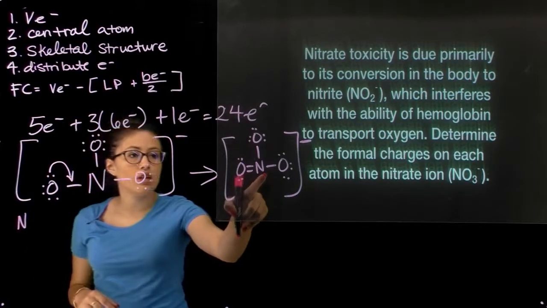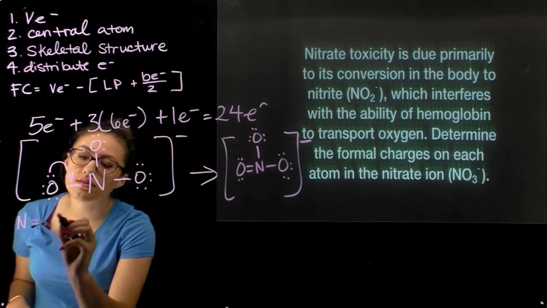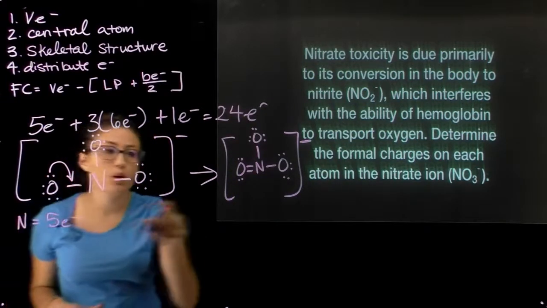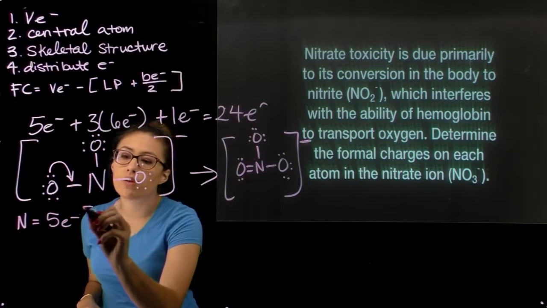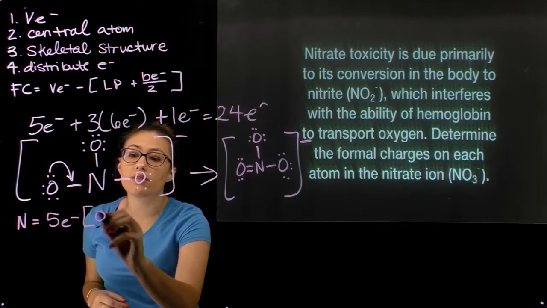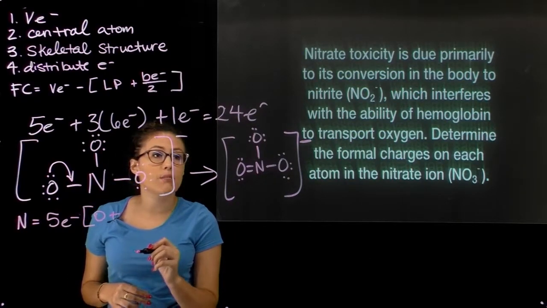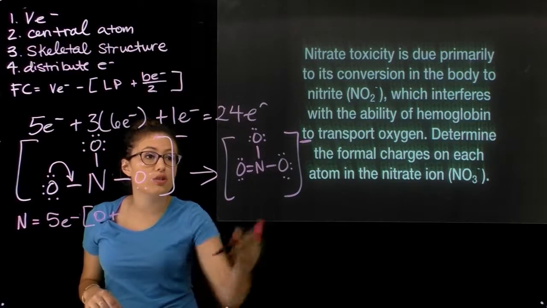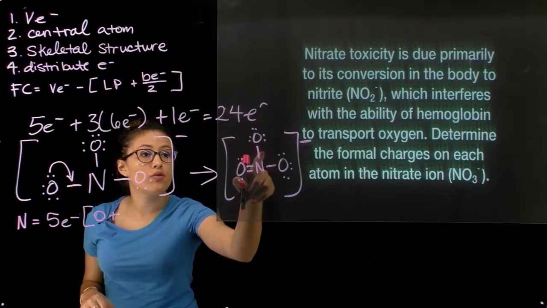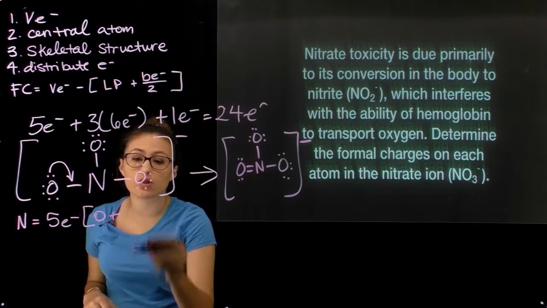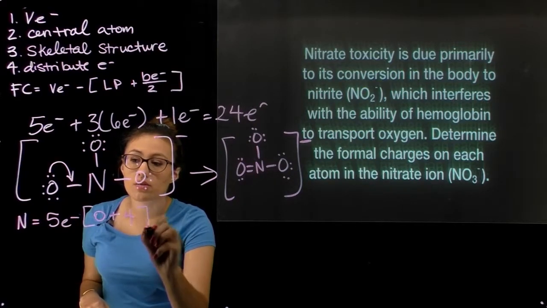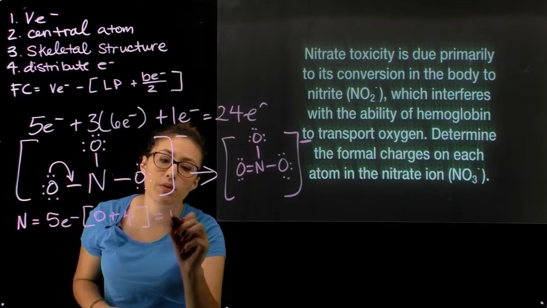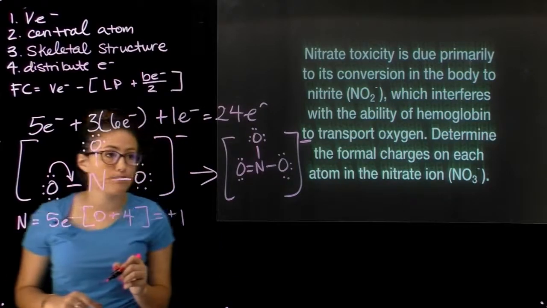So let's go ahead and start off with the nitrogen. So nitrogen is going to have 5 valence electrons minus the number of lone pairs. Well, we have no lone pairs. Plus the number of bonding electrons divided by 2, so 2, 4, 6, 8. 8 divided by 2 is 4. So we're going to have 5 minus 4, and so we're going to have a +1 charge on nitrogen.